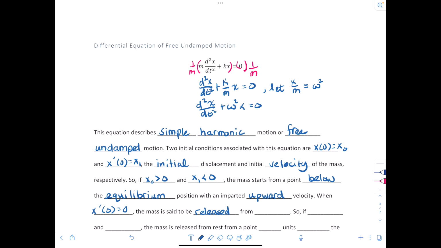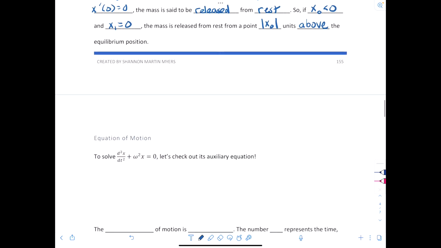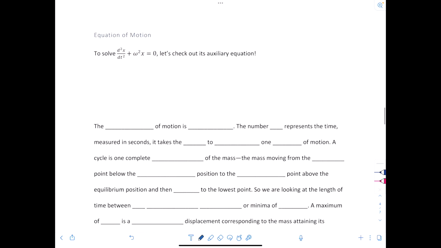And so, if x0 is less than 0 and x1 equals 0, the mass is released from rest from a point absolute x0 units above the equilibrium position. Cool? All right, so let's look at the equation of motion.